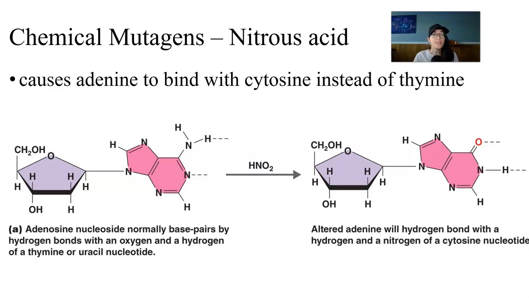And the reason for this is because here's our nitrous acid. And when it interacts with our adenosine nucleoside, what's going to happen is it changes the chemical group up here. And with a different chemical structure, adenine is going to bind with cytosine instead of thymine. So the structure is changed, therefore its binding relationship and its function is different.